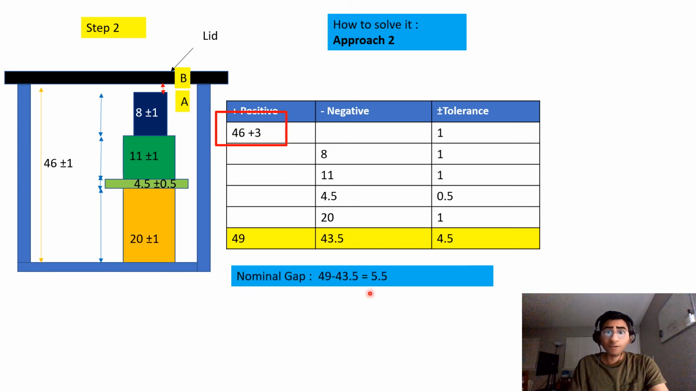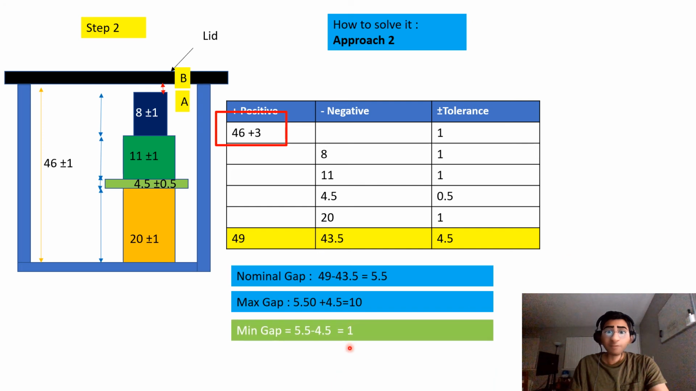Now what changes? Nominal value change. Nominal gap is affected by this nominal value. So now the nominal gap is high. Tolerance remains the same. So now the maximum gap is increased and the minimum gap is 1, which is positive. So another way to solve this without changing the tolerance is to increase the nominal value. We increase the positive value and similarly you can decrease the negative values to arrive at the same conclusion.